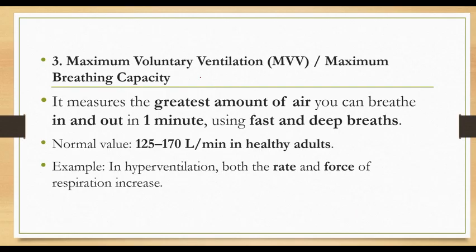Maximum voluntary ventilation is also called maximum breathing capacity. It measures the greatest amount of air you can breathe in and out in 1 minute using fast and deep breaths. Its normal value is 125 to 170 liters per minute in a healthy adult. Example: in hyperventilation, both the rate and force of respiration increase.